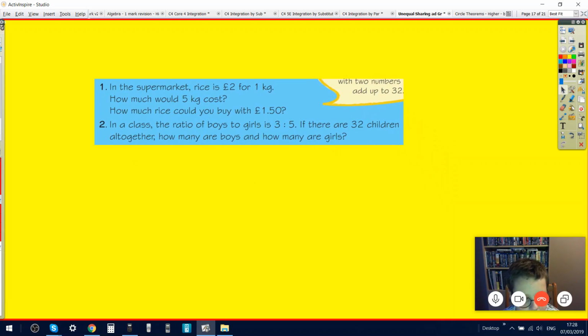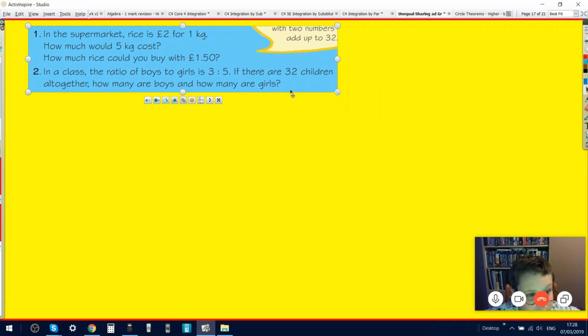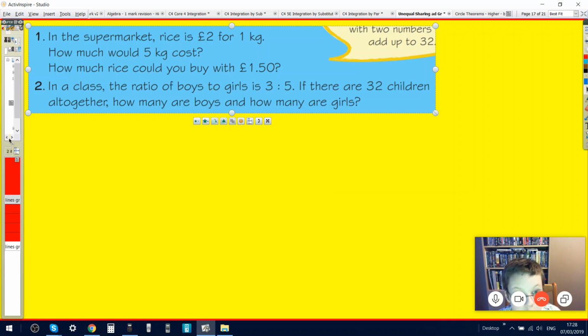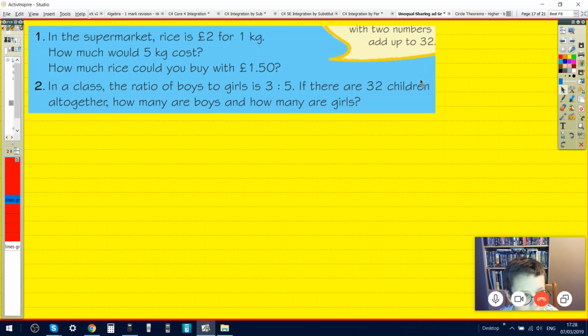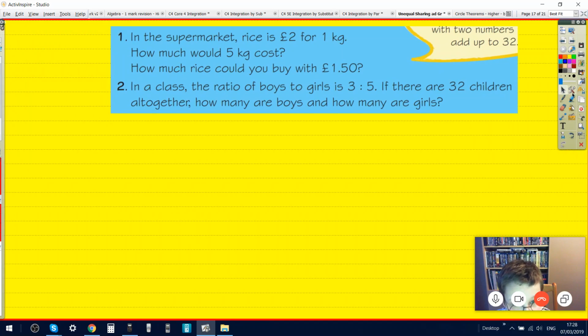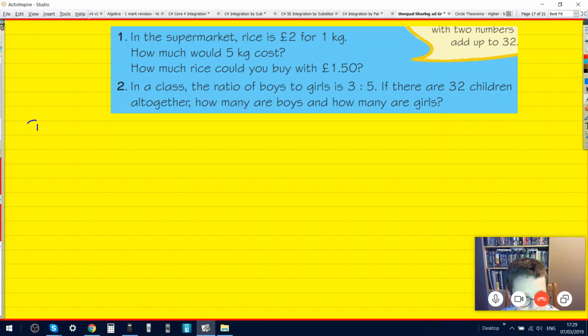Okay. Let's see. How would we do question 1? In the supermarket, rice is £2 for 1 kilogram. How much would 5 kilograms cost? For the first question, which is how much would 5 kilograms cost, I think you need to times 2 by 5. Yep. To make £10. That's it.